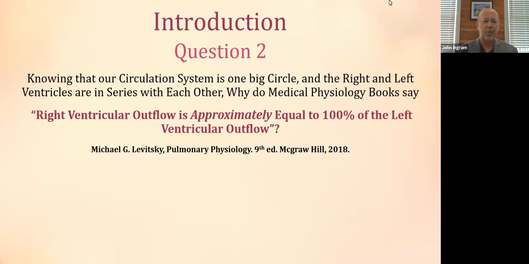Question number 2 I would pose is, knowing that our circulation is one big circle, of course, and the right and left ventricles are in series with each other, why do medical physiology textbooks say, for example, right ventricular outflow is approximately equal to the left ventricular outflow? And this comes out of the famous medical textbook, Pulmonary Physiology, 9th edition, 2018, by Michael Levitzky.